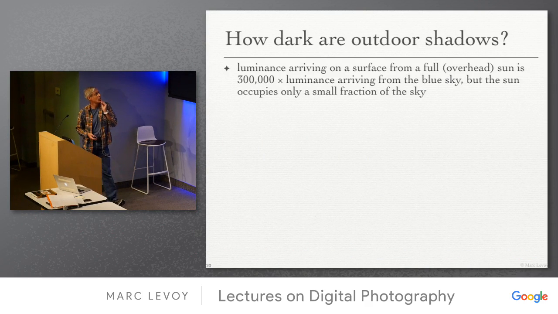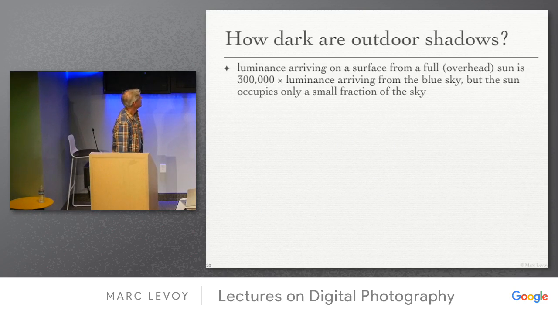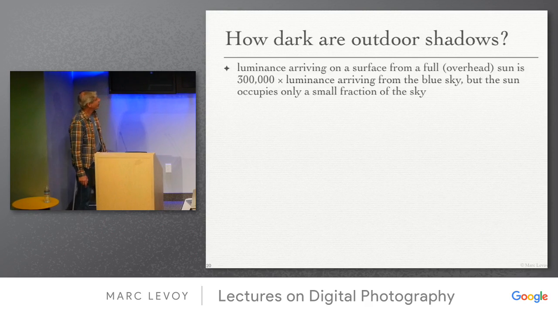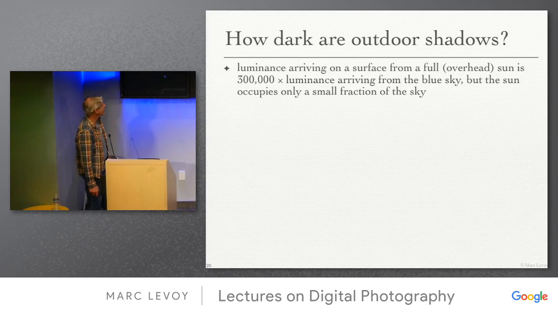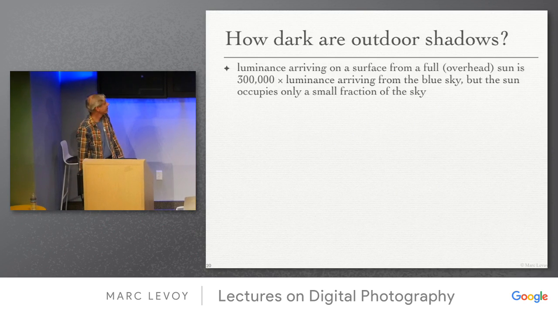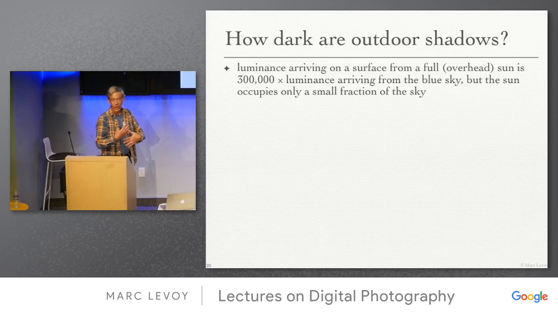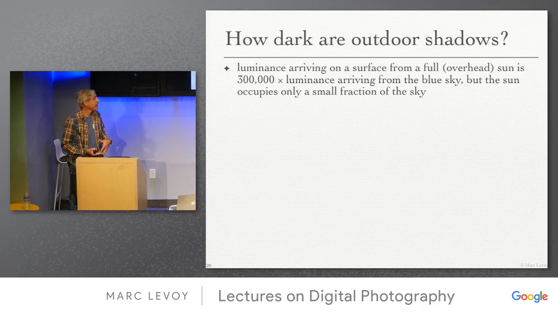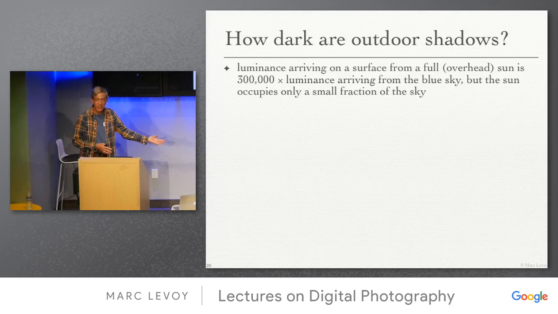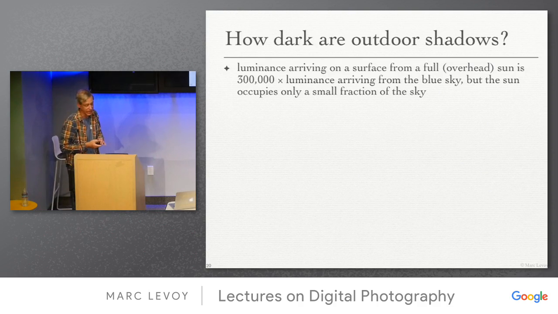Okay, so let's give some examples of illuminance that are useful for photography. So the luminance arriving on a surface from a full overhead sun is 300,000 times the luminance arriving on that same surface from the blue sky. But as we know, the sun occupies only a small part of the sky, so we could go through the same kind of calculation that I did before. 160,000 candelas from the sun, the fraction. I won't go through that calculation, but I think you see from the previous stuff I've done how you would go through a calculation like that.